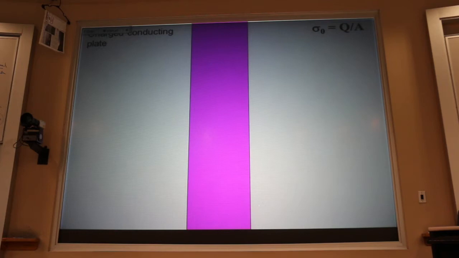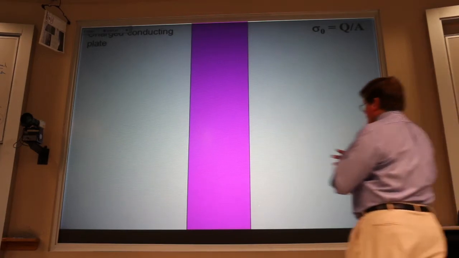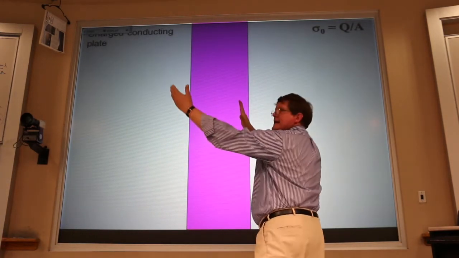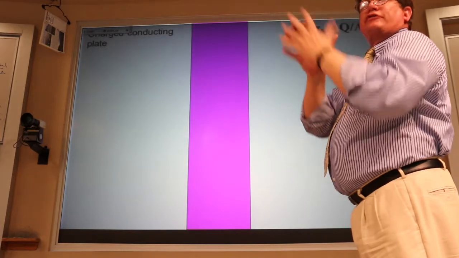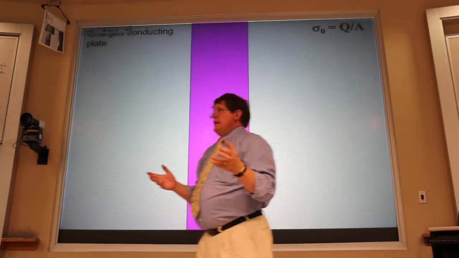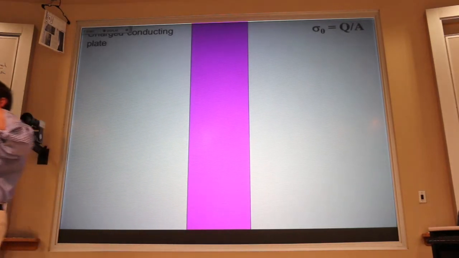Folks, let's start our discussion of conductors. This purple bar represents a plate of metal that's coming out towards you. Now we know that in a metal, electrons are free to flow.